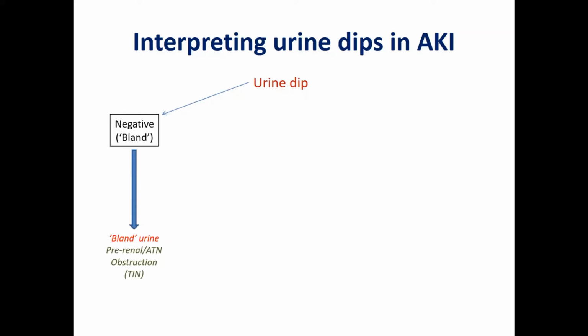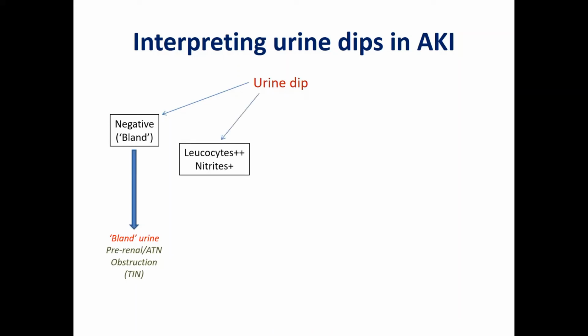Now, I had some slides on that, but I've taken them out because I don't want to overwhelm you. Tubular interstitial nephritis is the great deceiver in the renal world. It's actually an intrinsic renal pathology, but it has a normal urine dip. That's something we tend to think about if AKIs aren't getting better, and that's a biopsy diagnosis. That's why people who don't get better tend to get renal biopsies, just to make sure we're not missing that.